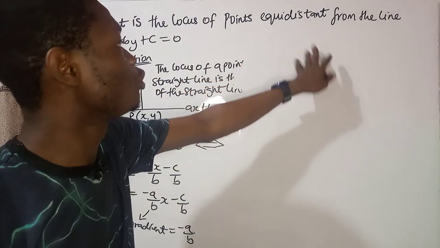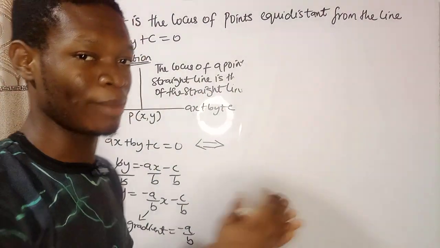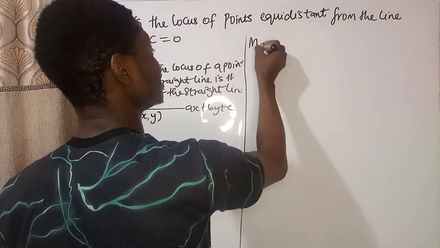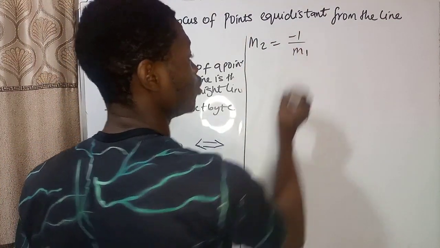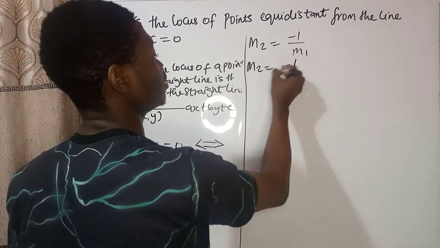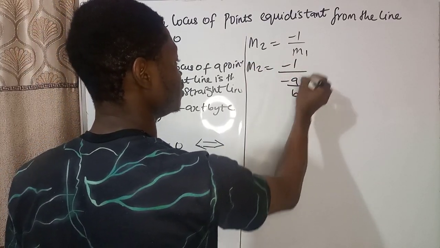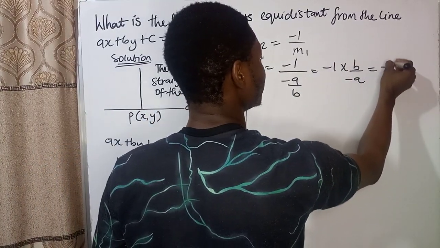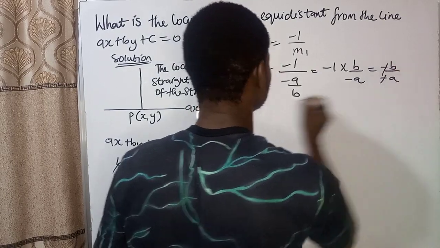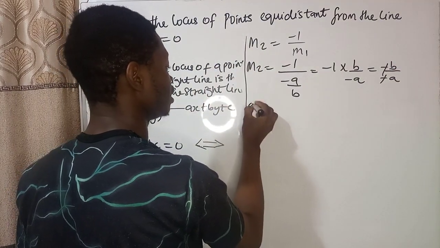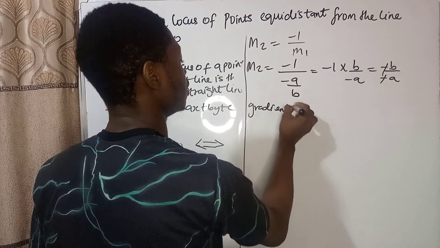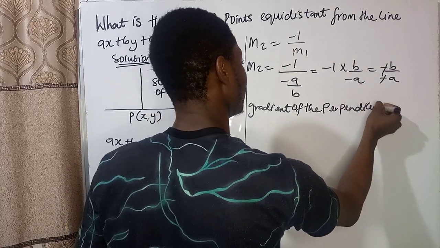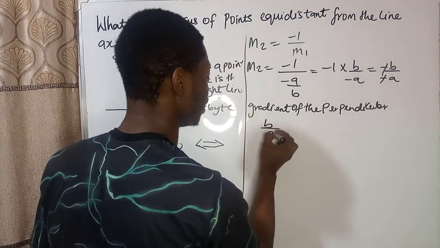Now remember, we are talking about the perpendicular bisector, perpendicular line. So the gradient of this perpendicular will be, remember that m2 equals minus 1 all over m1. So our m2 equals minus 1 all over minus a over b, which equals minus 1 times b all over minus a, which gives us minus b all over minus a. This will cancel. So the gradient of the perpendicular will be b all over a.